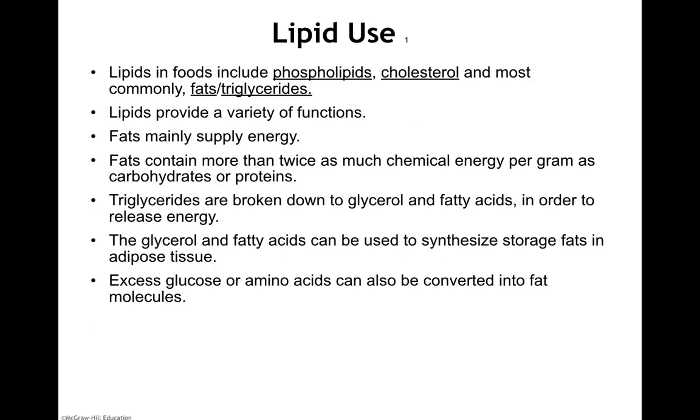Lipids are used to make phospholipids, cholesterol, and fats and triglycerides. They have a variety of functions. They maintain our energy supply. They contain more than twice as much chemical energy per gram as carbohydrates or proteins. They're broken down into glycerol and fatty acids. In order to release that energy, those molecules go into the Krebs cycle, just like glucose does.